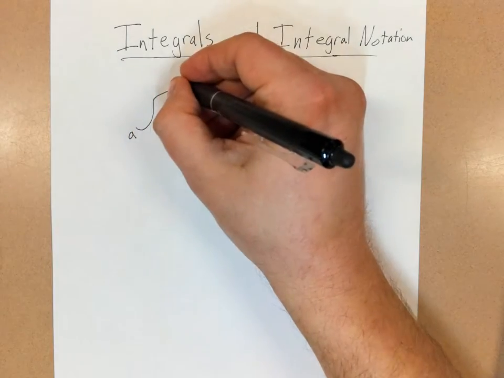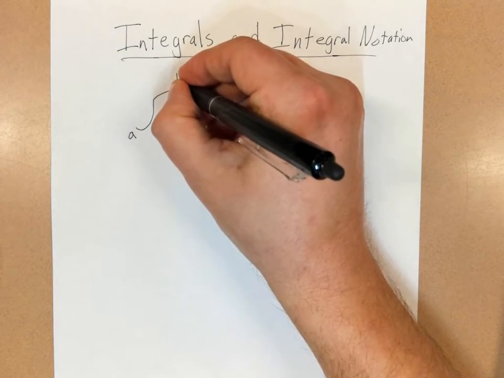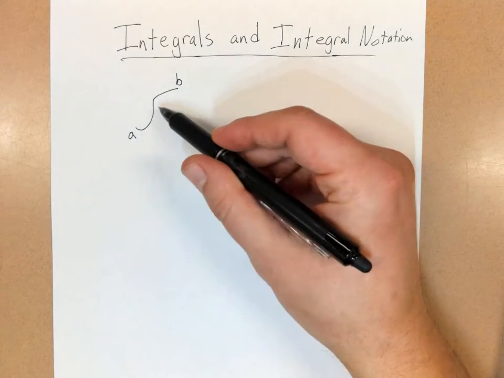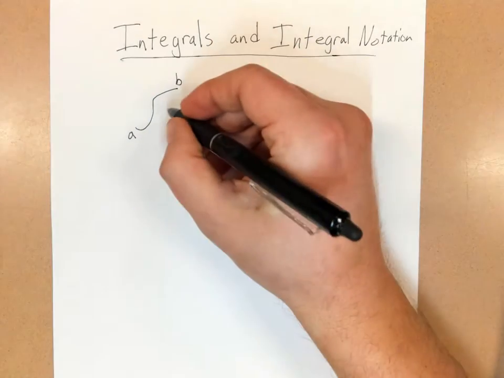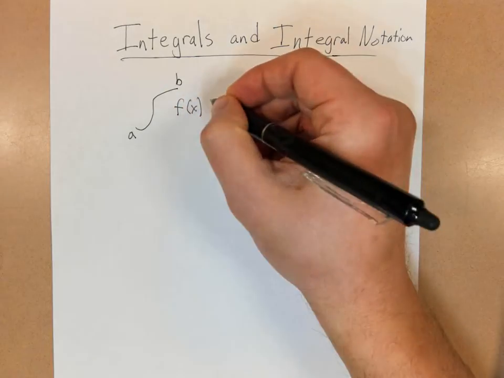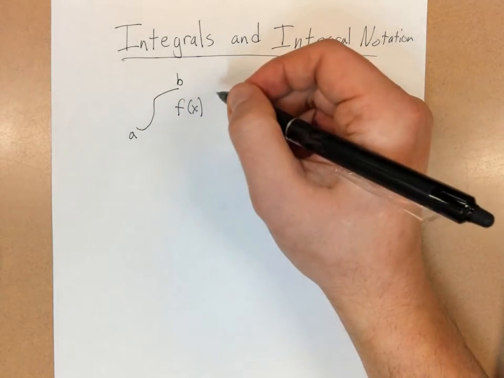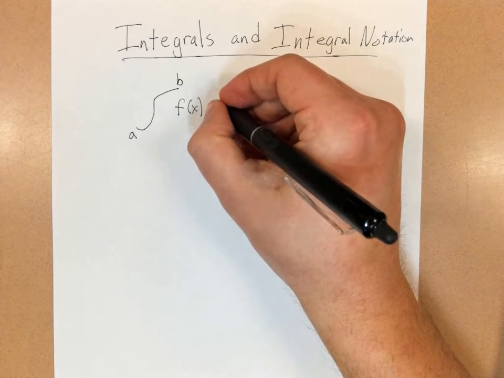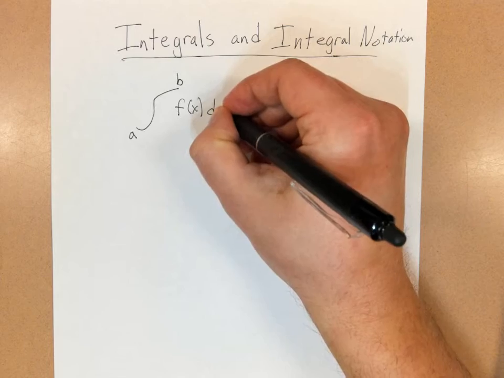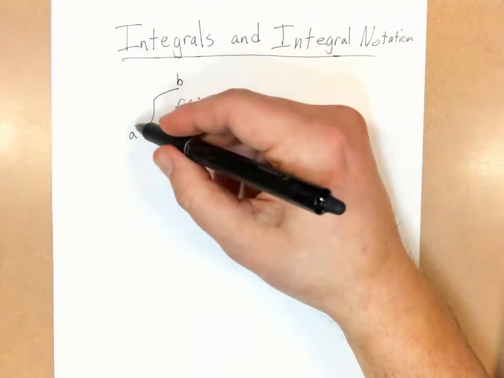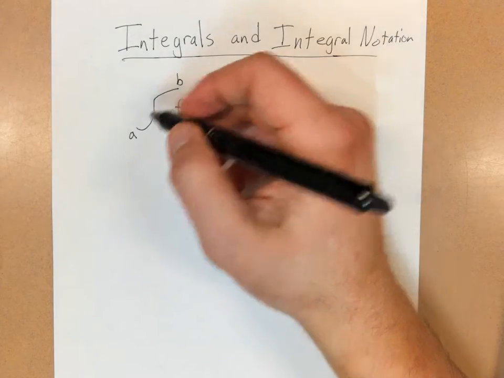So you all have values here. Sometimes it'll be x's, sometimes it'll be numbers. We'll start with numbers, but for now, just for this example, a and b. And then you'd have some sort of equation here. I'll call that f of x. It'll be like x squared plus 2x plus whatever. And then it will always end with d something. In this case, I'll use dx.